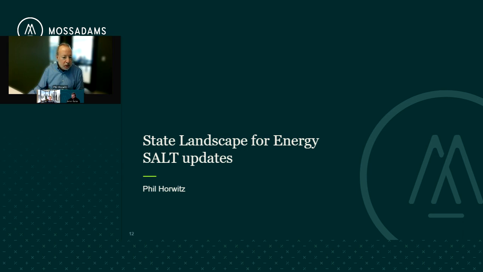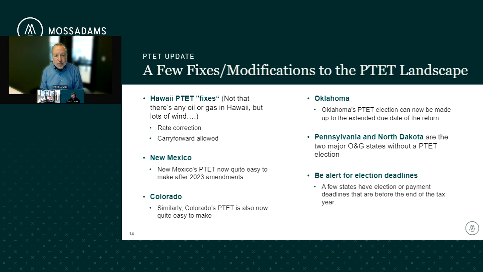So along those lines, let's move on to the first issue I wanted to talk about, which is that pass-through entity tax election. Because so many in the energy space are structured as pass-through entities, this does tend to be a pretty big issue. And there have been a few changes to the PTET landscape in the last year. In Hawaii, we've seen their PTET essentially get fixed. Hawaii started out with an imposition at the pass-through entity level of their highest corporate rate rather than the highest individual rate.